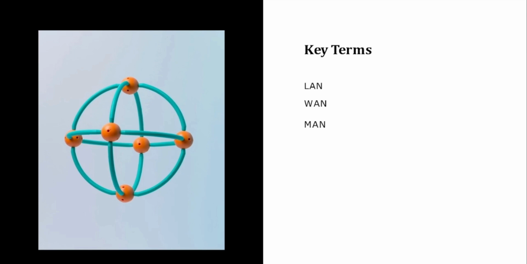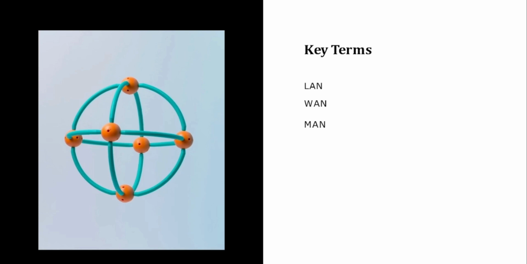Now, a network can be small or it can be large, and based on that, we have some key terms in networking. First, we have LAN, which stands for local area network. A local area network is a network of connected computers and devices within limited geographic areas such as home, office, or campus. Okay, in simple terms, it's a network that allows computers and devices in close proximity to communicate with each other, share resources like files and printers, and access the internet.